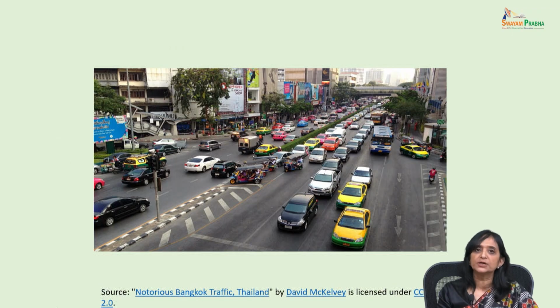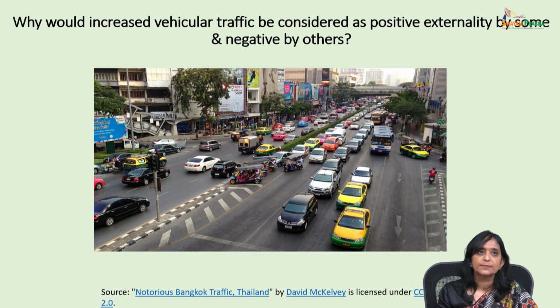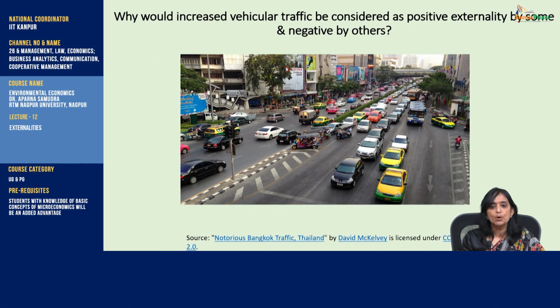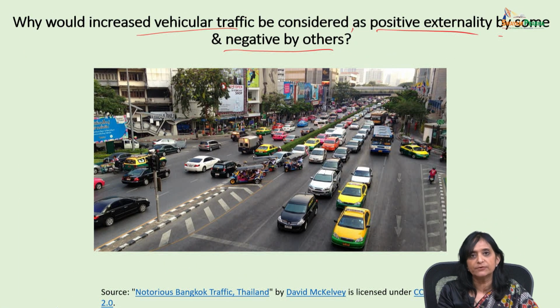Before going further into the graphical representation, learners, I am showing this picture to you and asking you a question. This is showing you a road where there is a huge increase in the traffic. My question to you is, why would increased vehicular traffic be considered a positive externality by some and negative by others? Why is it that some people will view this increased vehicular traffic as a positive externality and others as a negative externality? What do you think will be the reason for this?